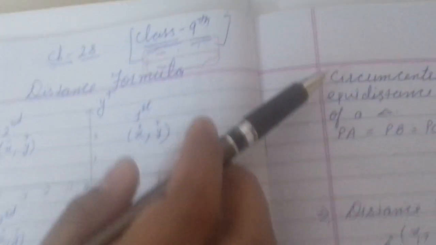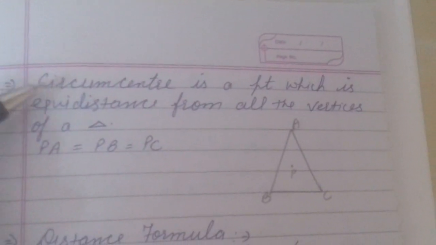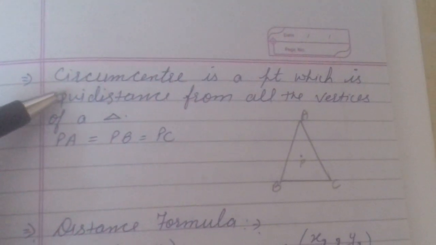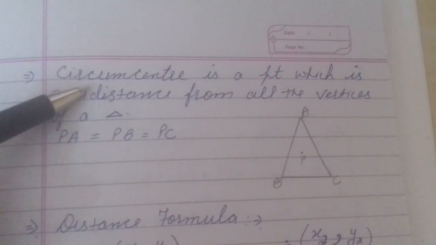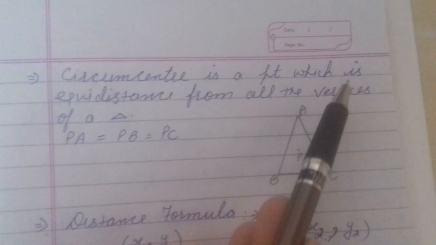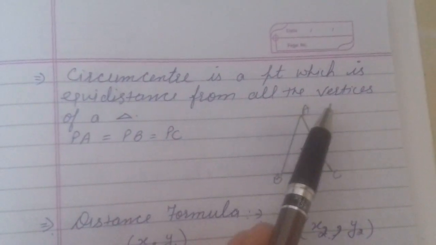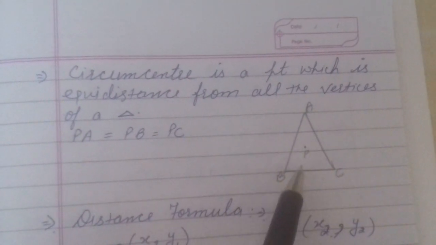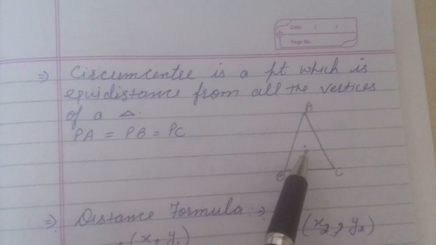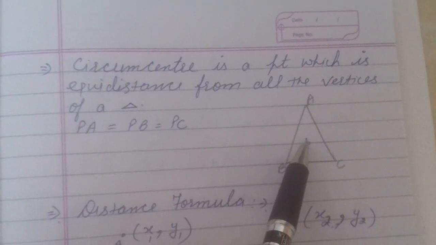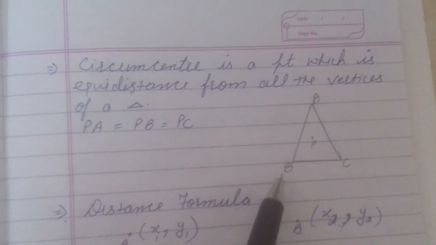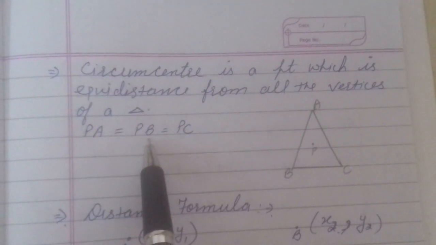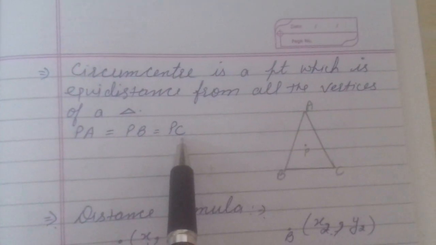Then the next is circumcenter. Based upon this, we are going to solve the 17th question of this exercise. First of all, let me explain what circumcenter is. Circumcenter is a point which is equidistant from all the vertices of the triangle. You can see this is a triangle and there is a point P which is called the circumcenter. So what is the condition? P's distance from vertex A, from vertex B and from vertex C will be equal. So we can write PA is equal to PB is equal to PC.